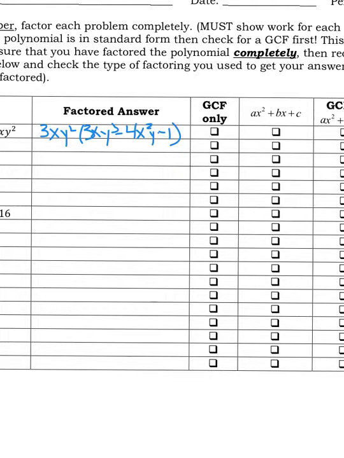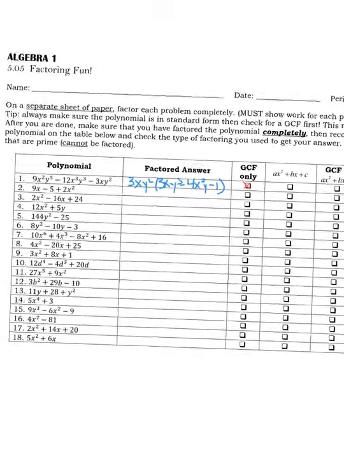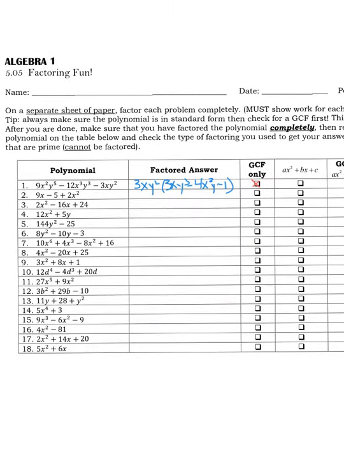And then we're going to decide which of the columns, right? We only factored a GCF out. That means we're going to put an X on that first column. So that's what number 1 looks like: the answer, and then factored. All right, let's go to number 2.